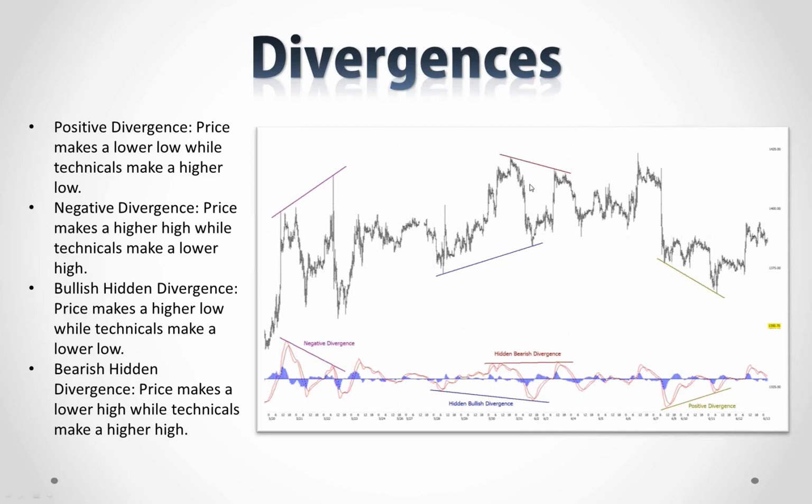A trick that Love My iPad recommends for remembering this is to think of the histogram in terms of mountains and valleys. When price makes a higher high and the MACD makes a lower mountain, it equals divergence.